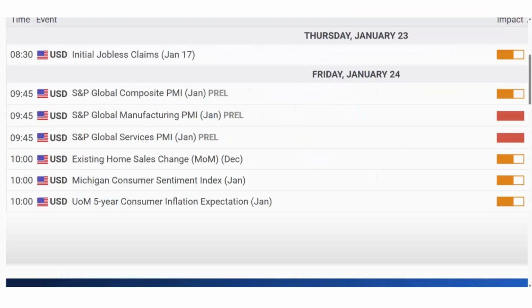Economic data set for release next week: Thursday, we'll kick it off with initial jobless claims. Friday, we've got global composite PMI, global services PMI, existing home sales change, and Michigan consumer sentiment.